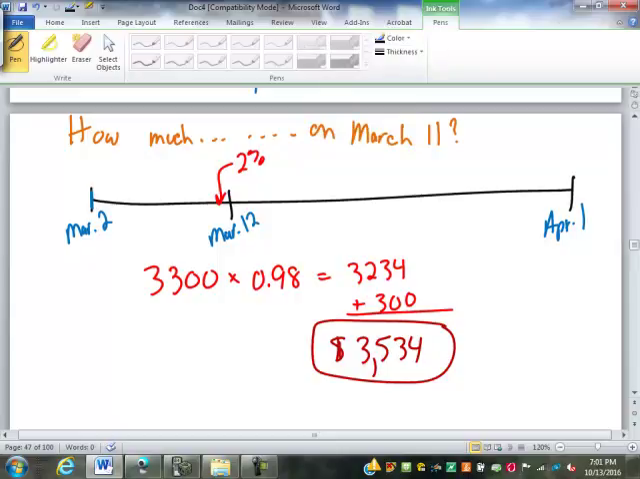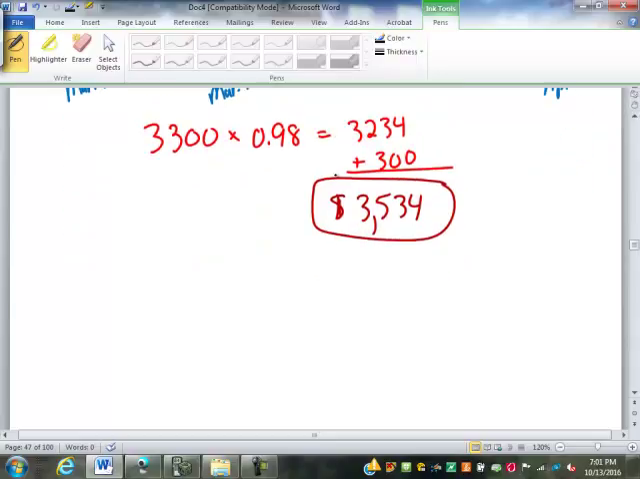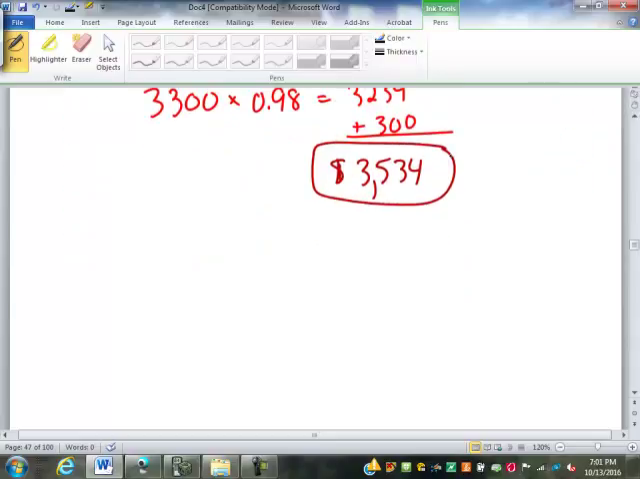Okay. Our next modifier, not as simple. EOM stands for end of month.